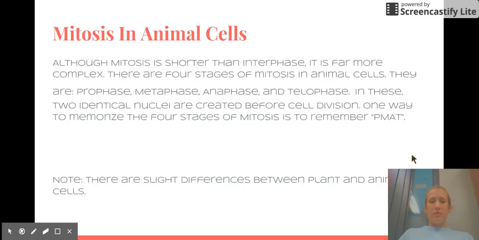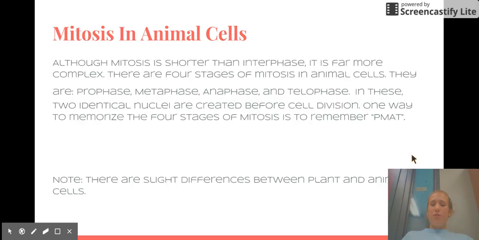Mitosis in animal cells. Although mitosis is shorter than interphase, it is far more complex. There are 4 stages of mitosis in animal cells. They are prophase, metaphase, anaphase, and telophase. One way you can remember these stages is by remembering PMAT, P-M-A-T. In these stages, 2 identical nuclei are created before cell division.